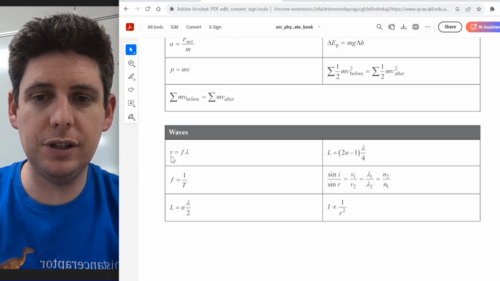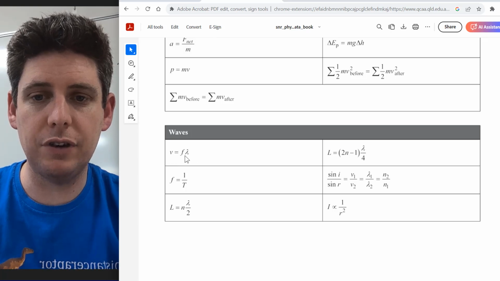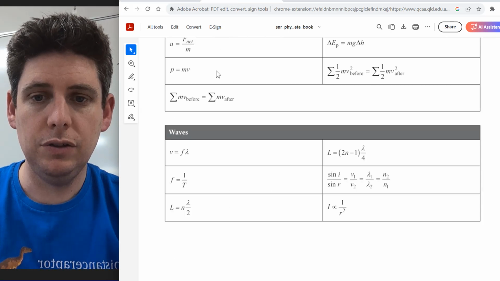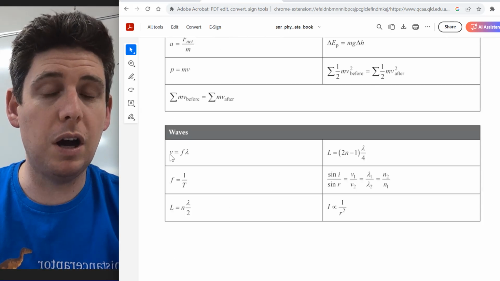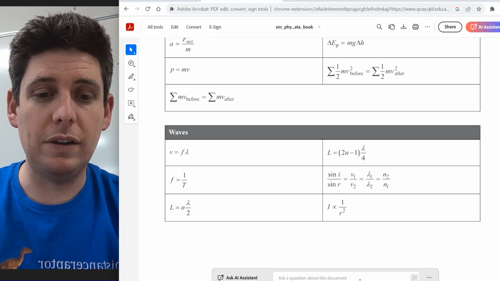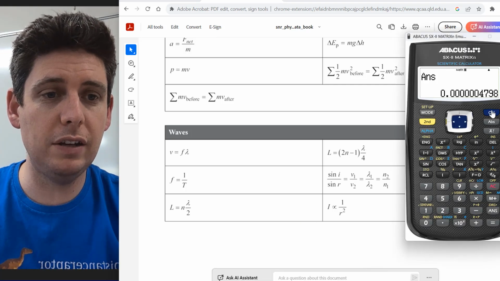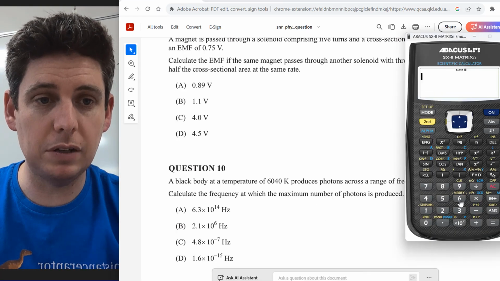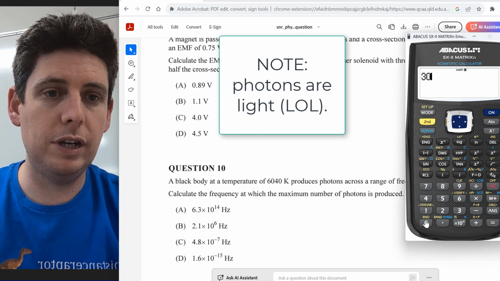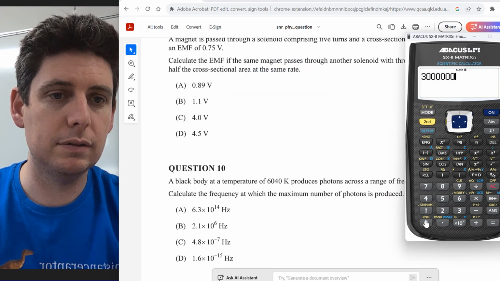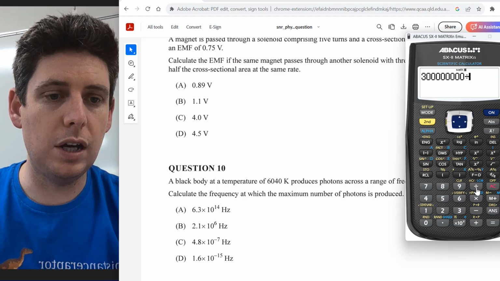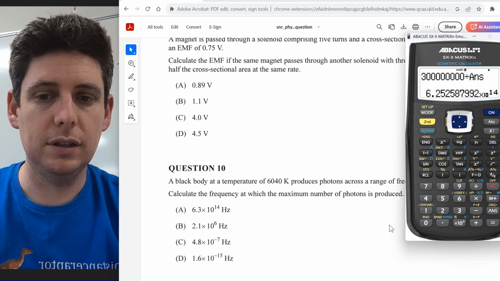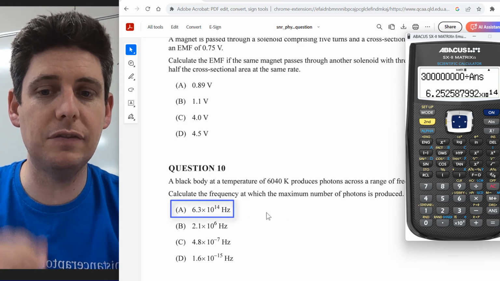And so we need to use this formula here to turn it into frequency, because the question's asking for frequency. So you do v divided by wavelength. So what's v? It's talking about photons, which travel at the speed of light. So 3 times 10 to the 8 divided by the wavelength you just calculated. So the answer is A, that is the frequency.